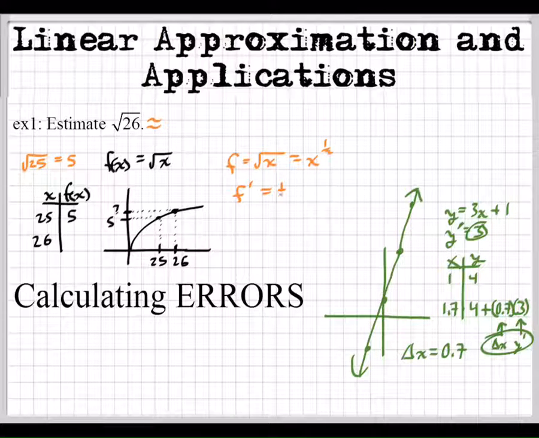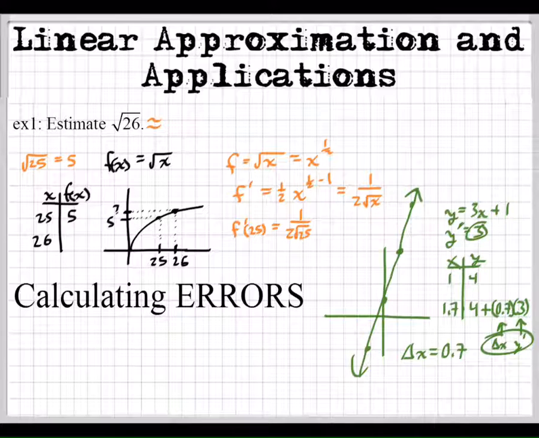We would drop the 1/2, multiply it times the x, and then take that 1/2 and take 1 away from it. And so f prime would equal 1 over 2 square root of x. There's our f prime. So what is the change at 25? If I want to know the rate of change at 25, how the line is changing, we would just plug it in.